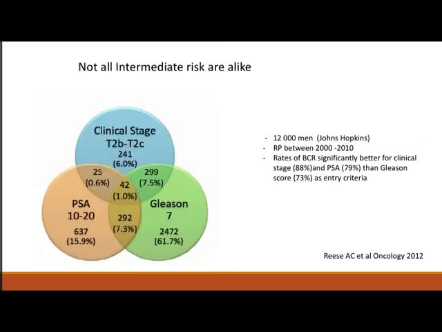Not all intermediate risk prostate cancers are alike, as you probably know. This paper from Reese et al. in Oncology looked at 12,000 men who had radical prostatectomy at Johns Hopkins over 10 years. It's a lot of radical prostatectomies. They found that the rates of biochemical recurrence were quite different depending on what made you intermediate risk. Certainly Gleason 7 portends the worst risk for that group compared to clinical stage, which is notoriously unreliable, and PSA, which is an interesting point.